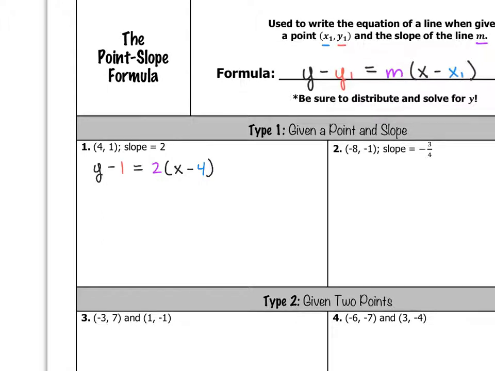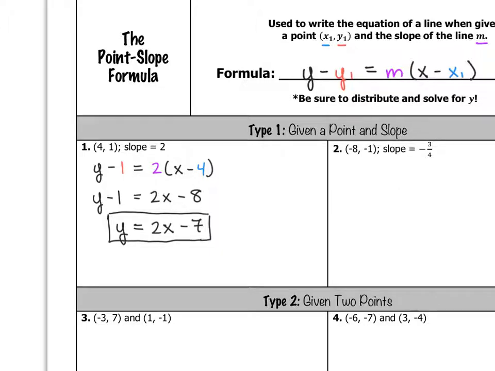We then want to distribute the 2, so we get y minus 1 equals 2x minus 8, and then add 1 to both sides to get y equals 2x minus 7. So the line that passes through the point (4, 1) with a slope of 2 has a slope-intercept form of y equals 2x minus 7.